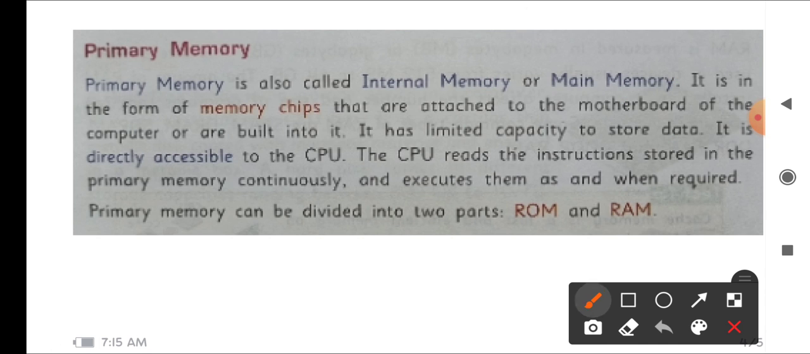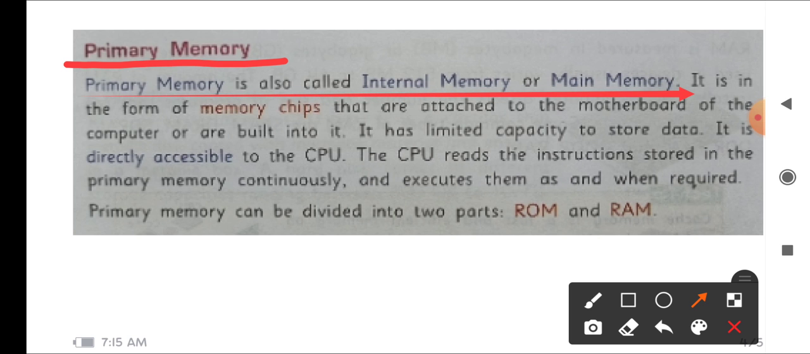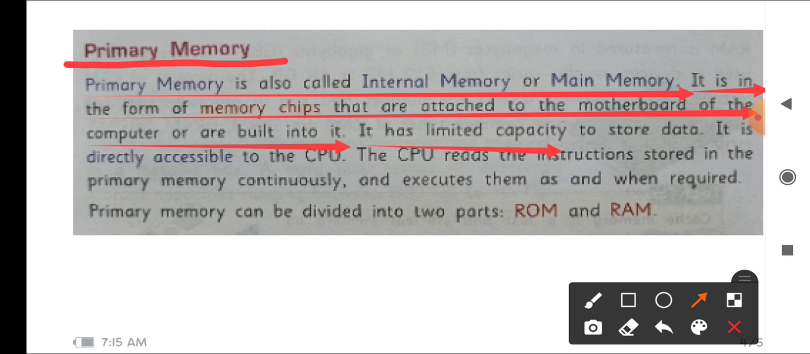See here, primary memory. Primary memory is also called internal memory or main memory. It is in the form of memory chips that are attached to the motherboard of the computer or are built into it. It has limited capacity to store data.